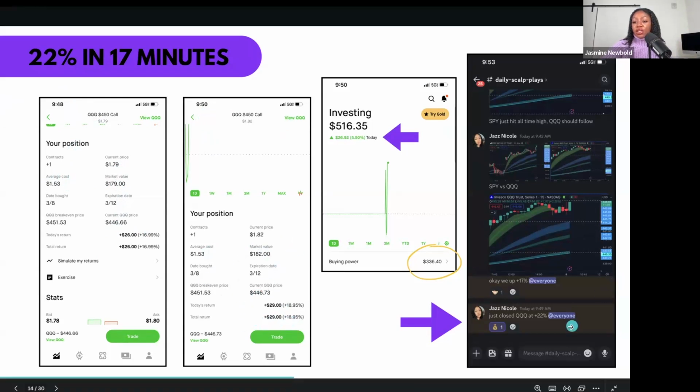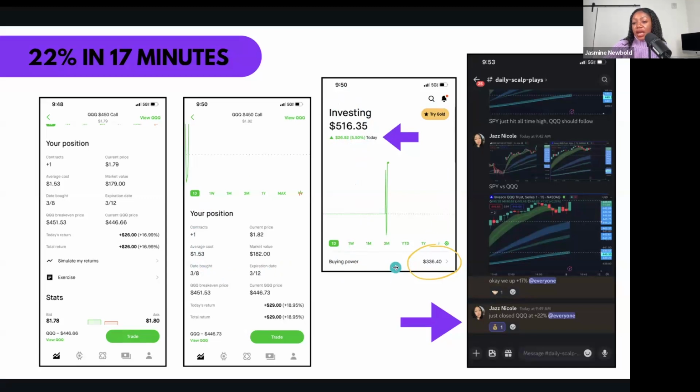I decided to close out. When I closed out, it was up 22%. So because of that, it made my entire account up 5%. And I still had a buying power of $336 because I only used $153 for this trade.